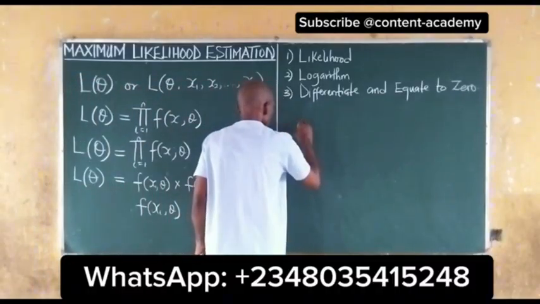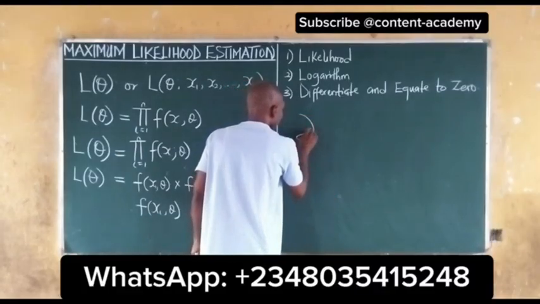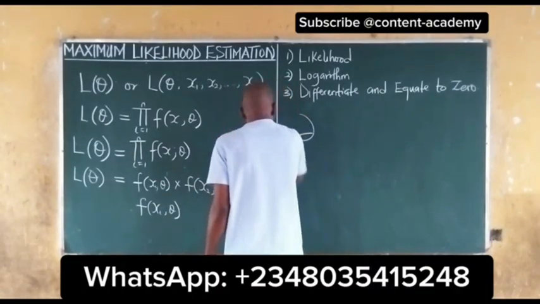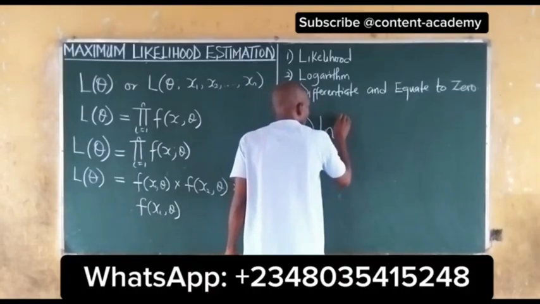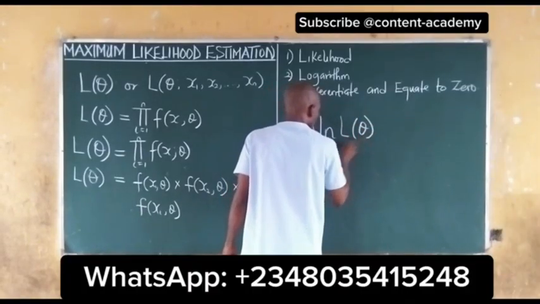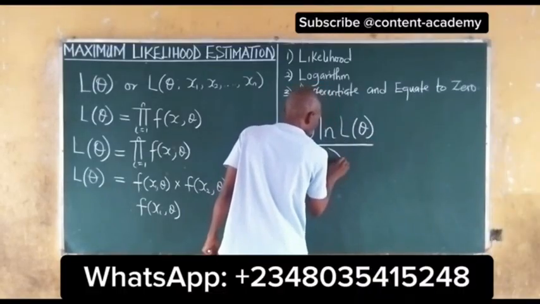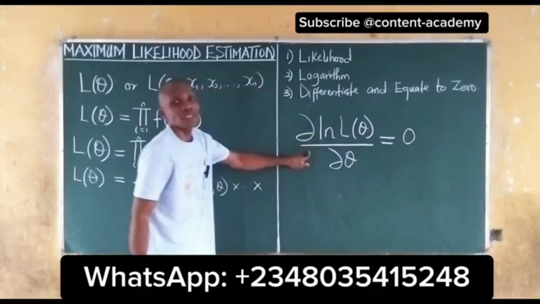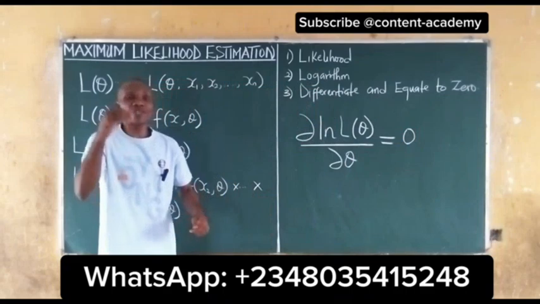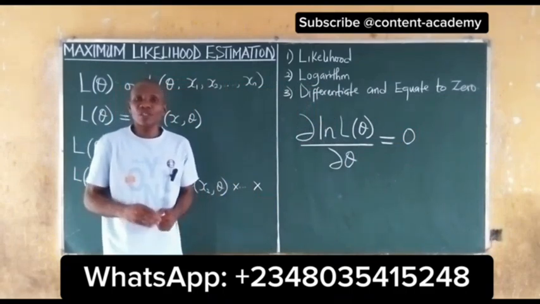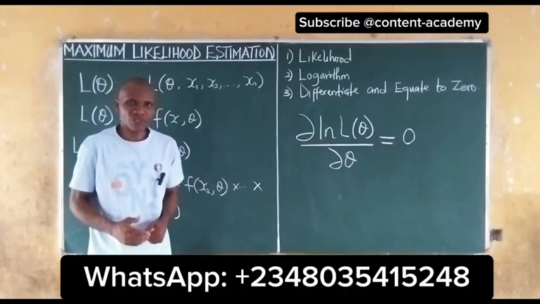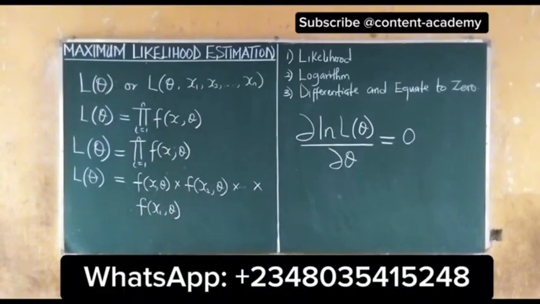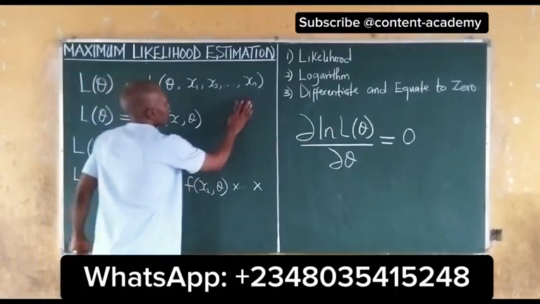That means all we have just said can be written as the derivative of the log of the likelihood function of any distribution with respect to theta, which is equal to 0. So once we do this, we have gotten the maximum likelihood estimate of any given distribution. We'll take some examples on this so that we understand this concept very well.